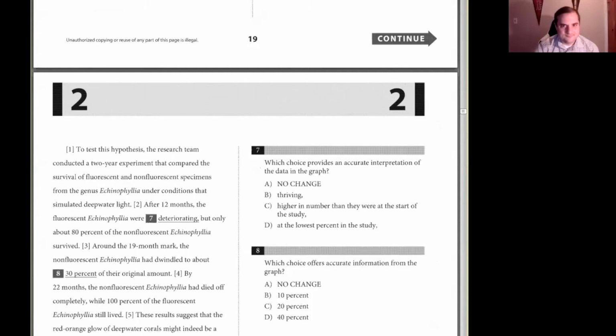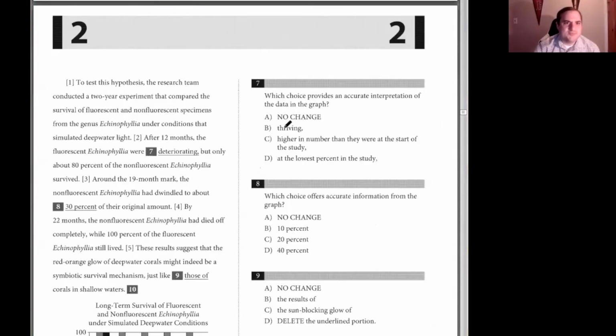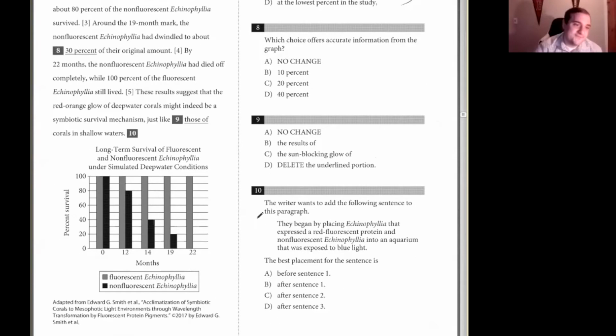Next up. Which choice provides an accurate interpretation of the graph? Okay, graph question. When I do graph questions, step one, before I'm even reading this, I am checking out what all the parts of the graph are. All right, this is survival percentage. Note, if this is survival percentage, the death is the missing part. This is months. These are the two different types, however you pronounce that. And then this is the long-term survival effects.